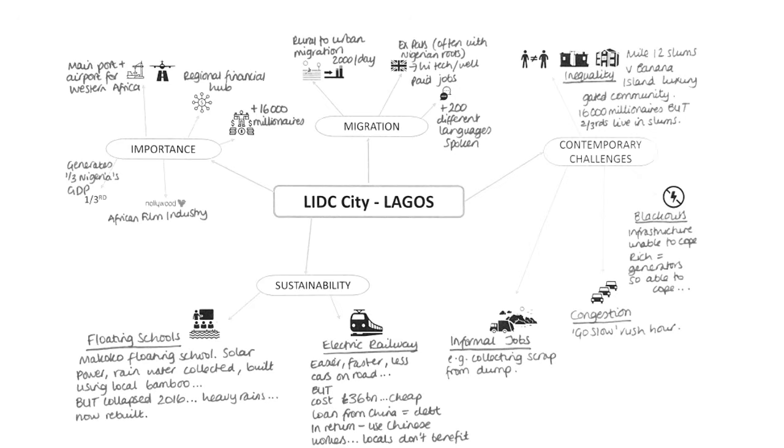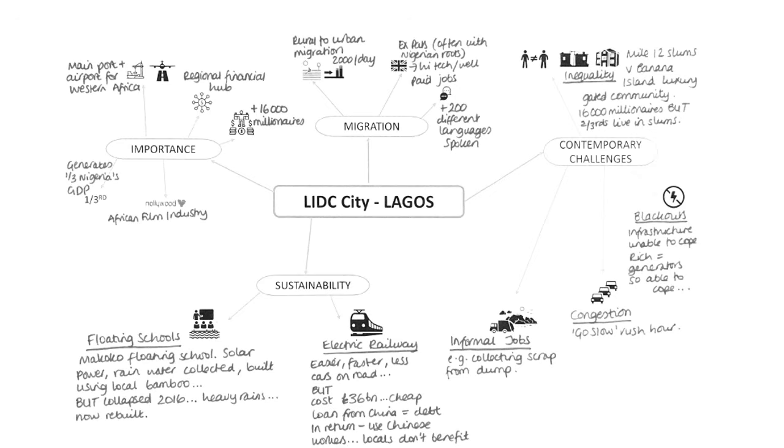In terms of migration, we've got rapid rural to urban migration. More than 2,000 people per day are coming into Lagos from the rural areas. There are also people coming into Lagos from the UK, often people with Nigerian roots, Nigerian heritage, who are attracted by the high-tech, very well-paid jobs and in the up-and-coming wealthy areas of Lagos and moving there. There are more than 200 different languages spoken in Lagos, so it's very diverse.